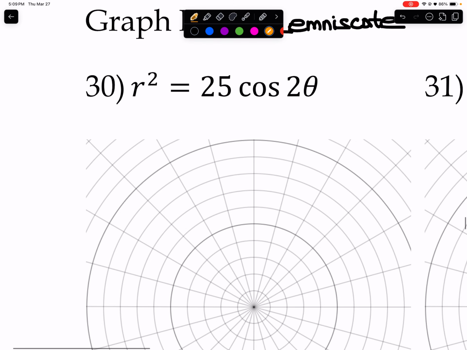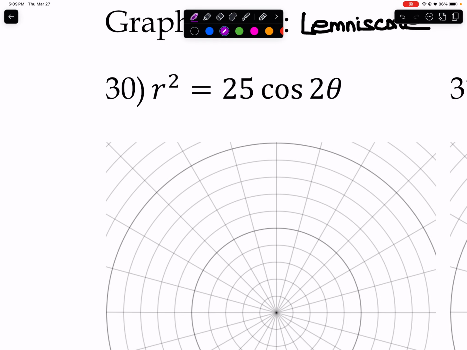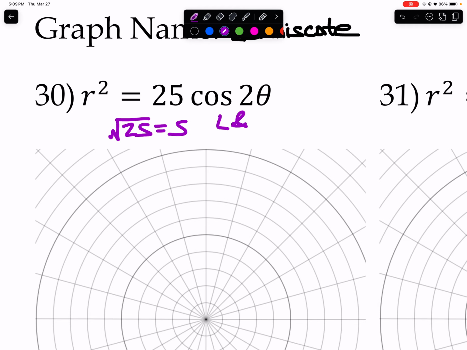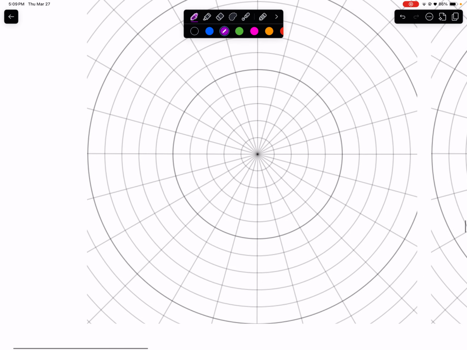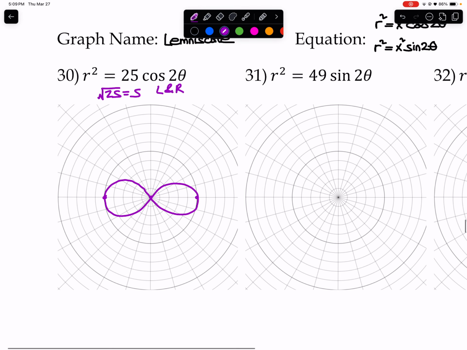So over here for number 30, we have r squared equals 25 cosine of 2 theta. In order to find the distance from the pole, I know I need to take the square root of 25, which means I'm going to have a distance of 5 on either side of the pole. And because we're dealing with the cosine equation, that tells me we're going to be going left and right. So I'm going to go to 5 on either side of the pole, and we are going to pass through the pole, and then it's going to be a figure 8, or an infinity sign, whatever you want to call it.